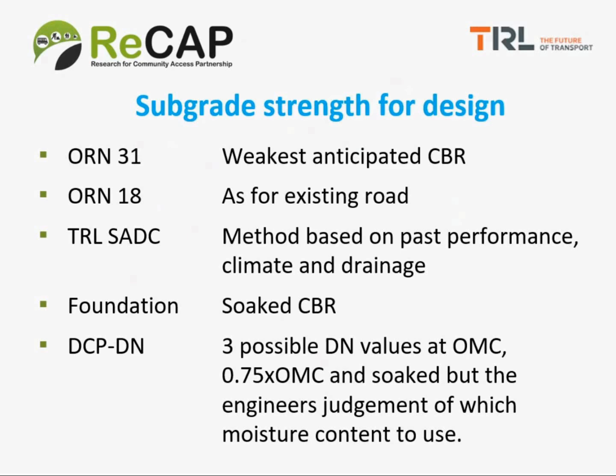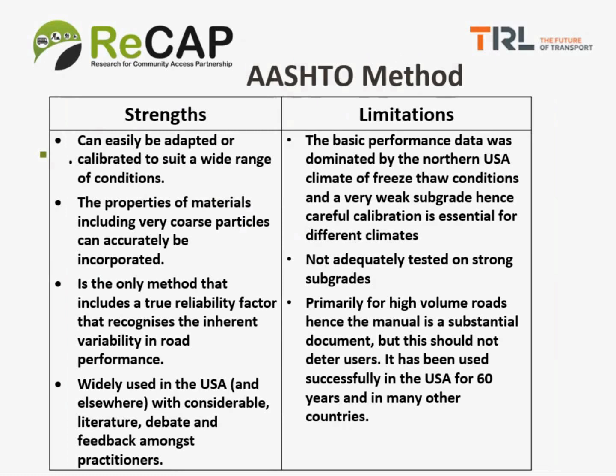And the DCP-DN method, the subgrade strength for design is one of three possible values. It's either the optimum moisture content for that particular material at the specified density, or 3/4 of the optimum moisture content, or if you're in a severe climatic area, you use the soaked value. So three different values. That actually turns out to be fairly similar to the Overseas Road Note 31 method, but that's by the by. What I've done now in the guide is give you a list of the comparison of the methods in terms of their strength and the limitations as to use. So we have a number of charts here that go through the strengths of each method and the limitations.